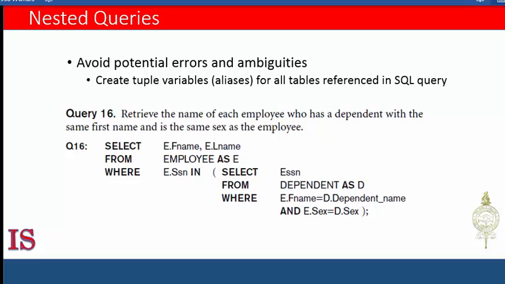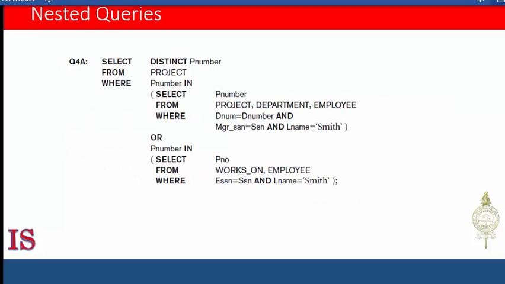For example, in the select clause and the where clause of the first nested query in Q4A. Let's back up to Q4A and take a look at it. Here it is. A reference to any unqualified attribute of the project relation refers to the project relation specified in the from clause of the nested query.